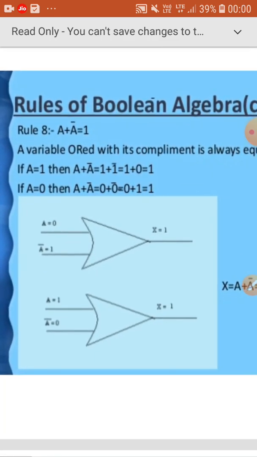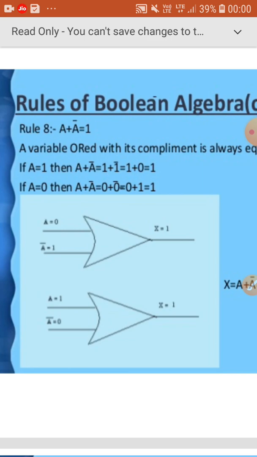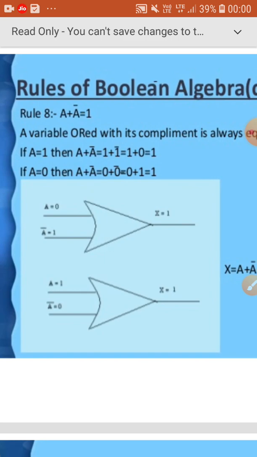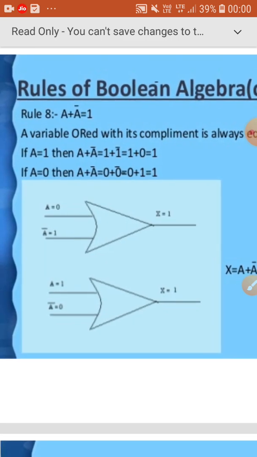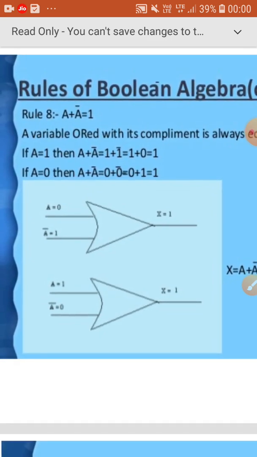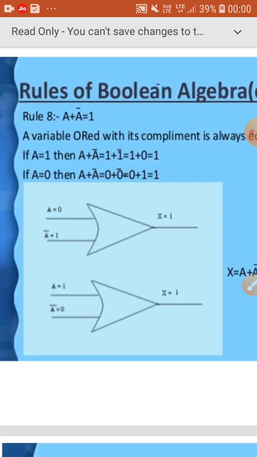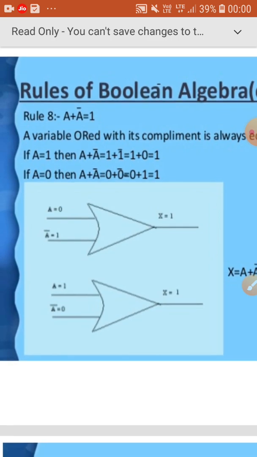Next, A plus A bar is equal to 1. Here also we have only one variable A. A can be either 0 or 1. Plus means logical OR. In an OR gate, if any one of the inputs is 1, then the output will be 1. So when you apply 1 to the A, now one input is 1. So you will get 1 at the output. Next I am applying 0. A bar is 1. So now one of the inputs is 1. So if any one of the inputs is 1, then you will get 1 at the output.